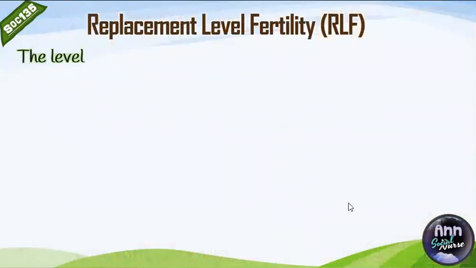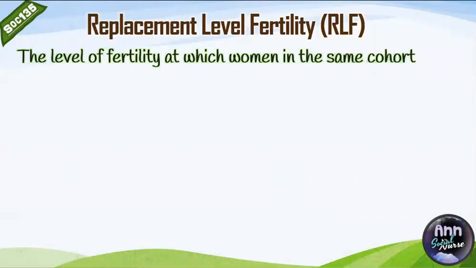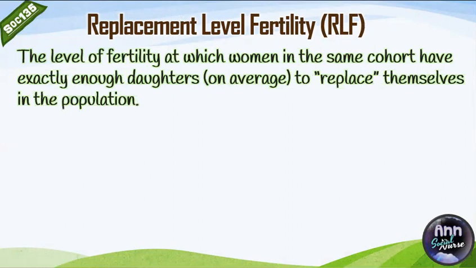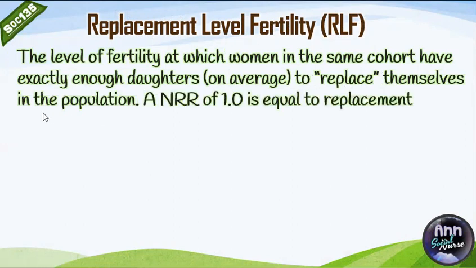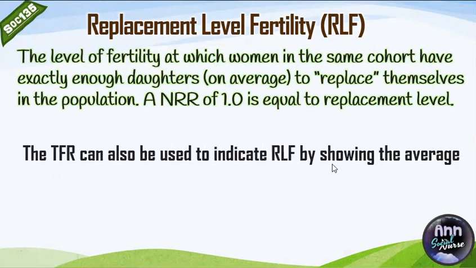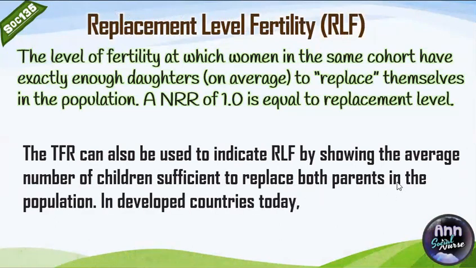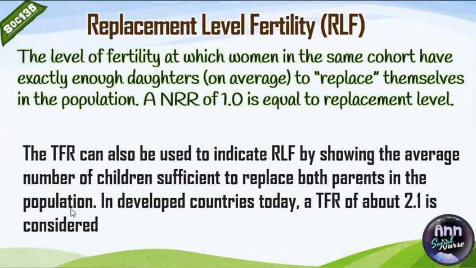RLF, replacement level fertility, is the level of fertility at which women in the same cohort have exactly enough daughters on average to replace themselves in the population. NRR of 1 is equal to replacement level. So you see, I have two daughters to replace me. So I have an excess of 1. The TFR can also be used to indicate RLF by showing the average number of children sufficient to replace both parents in the population.